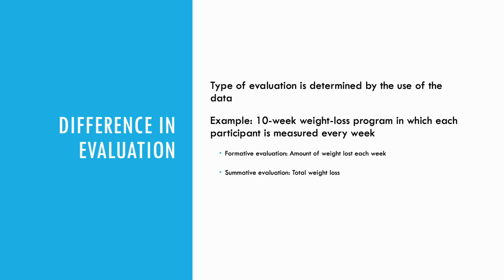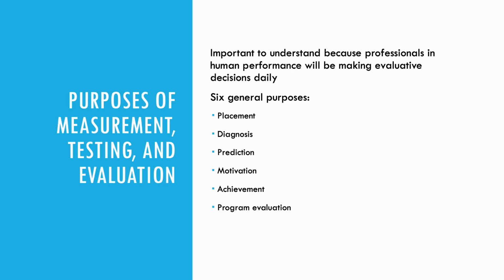The type of evaluation is determined by the use of the data. For example, a 10-week weight loss program in which each participant is measured every week. A formative evaluation would be the amount of weight lost each week, whereas the summative evaluation is the total weight loss.